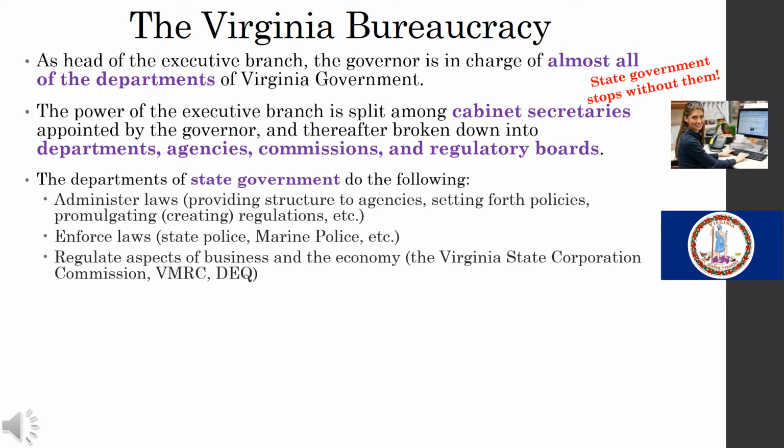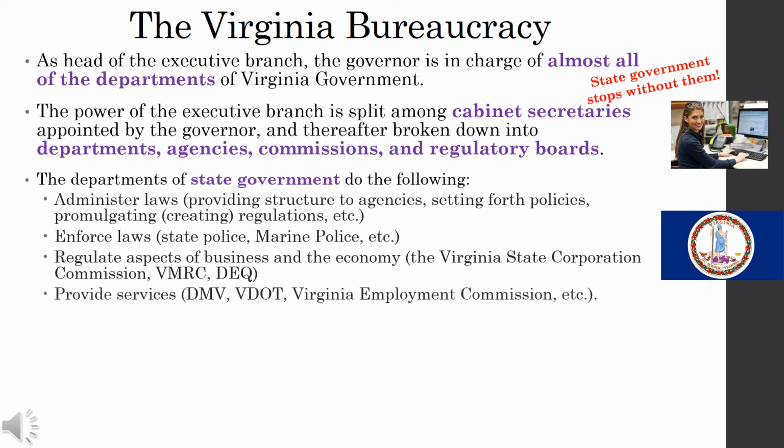They regulate aspects of business and the economy. You learned that if you want to run a business and you want some sort of protection, you become a corporation. In Virginia, you do that by filing with the Virginia State Corporation Commission. But you also have to follow the rules of some agencies like the Virginia Marine Resource Commission and the Department of Environmental Quality. And then the state provides services.